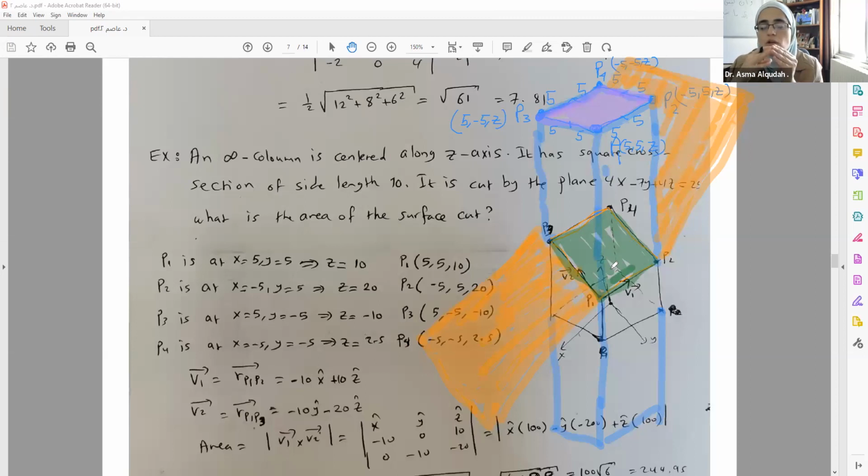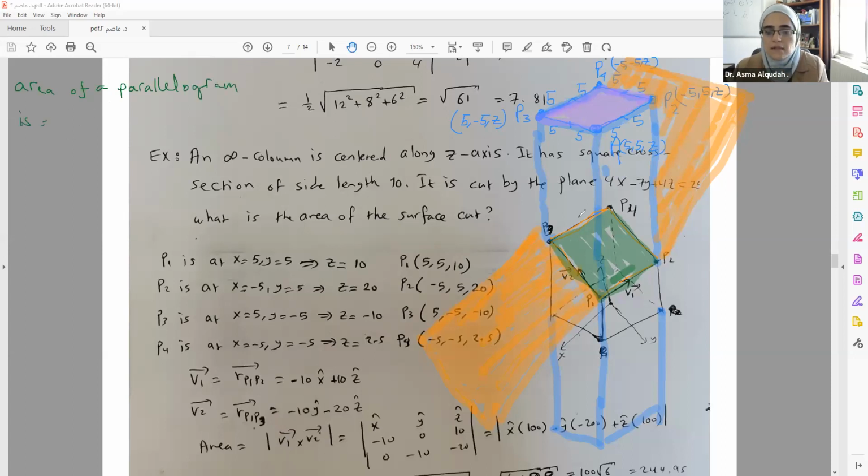Okay, now for any shape of 4 sides, we can find the area of this shape easily by what? The area of any parallelogram, or yes, the area of the parallelogram. It should be a parallelogram. Yes, the area of the parallelogram is given by, is equal to what?